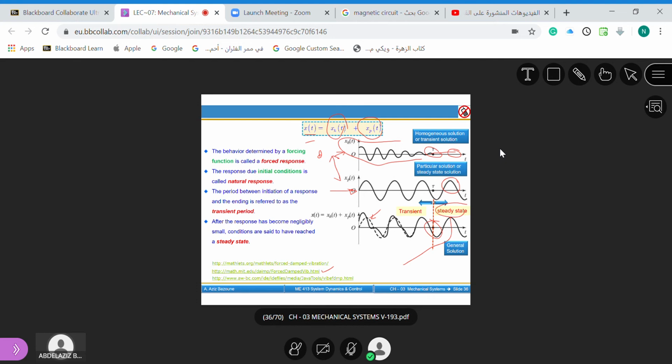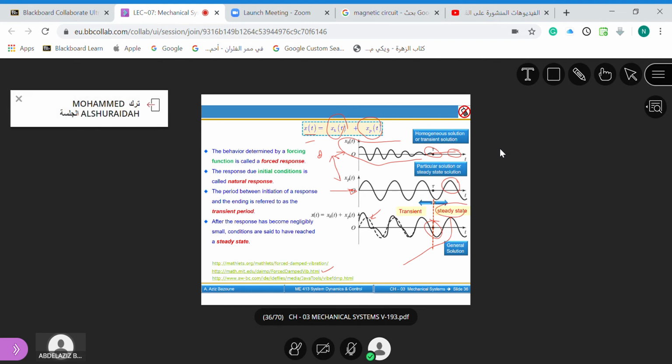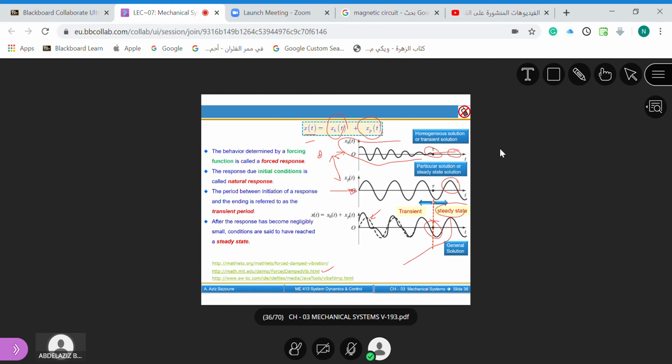Is the idea clear, guys? Because the presence of damping will make the motion die after some time. When there is free vibration, meaning you give initial conditions to the system and leave it for free vibration, what will happen in the presence of damping? It will die. But when there is a force always acting there, the motion will always be there, and the system will always be excited. This is the idea behind it.